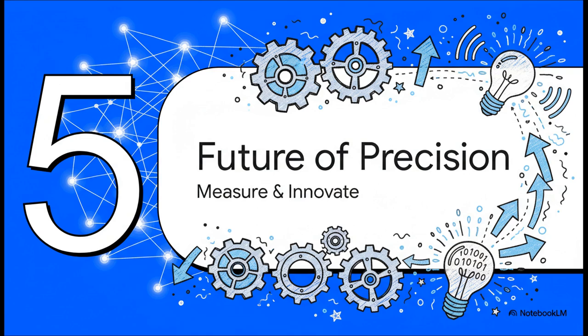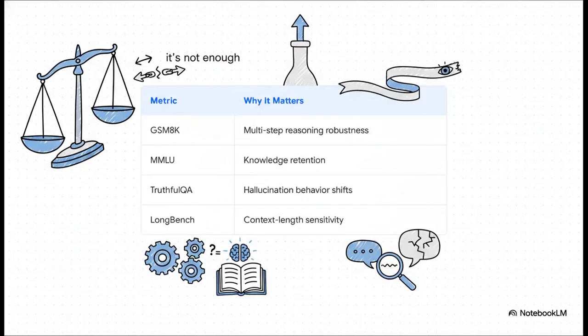All of this brings us to the future. So, given these really complex trade-offs, how do we even know if we're doing a good job? And what are the next big ideas that are going to push this whole field forward? For a long time, everybody just used a simple metric called perplexity. But we know now that's not good enough. A modern evaluation has to use benchmarks like these.